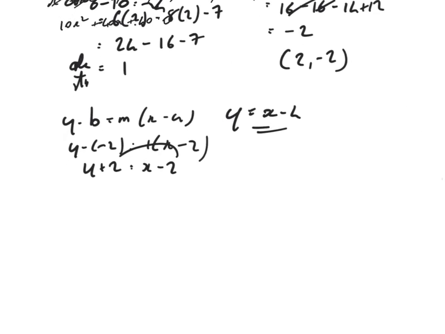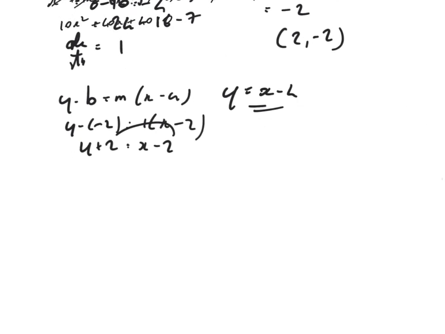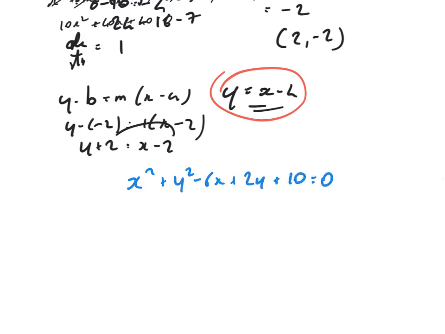Part B brings in the circle element to the question. So part B says, show that this tangent is also a tangent to the circle x squared plus y squared minus 6x plus 2y plus 10 is equal to 0. So let's sub in y equals x minus 4.